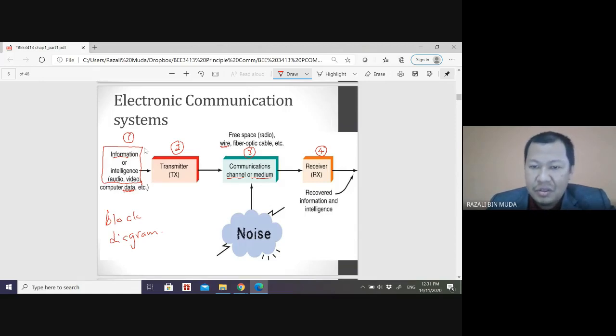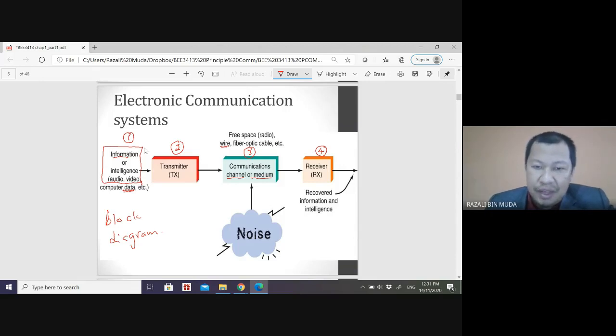Okay, so at the receiver, the information is received or recovered, and then there is some analysis to be done so that the receiving part will get the information, and the information can be converted back into a form that can be read, can be understood, and so on.